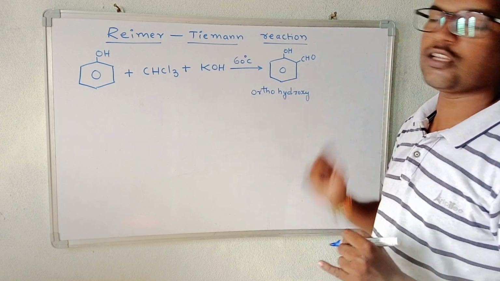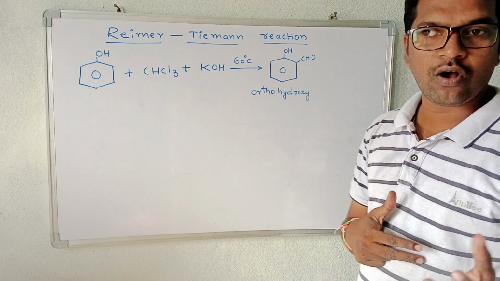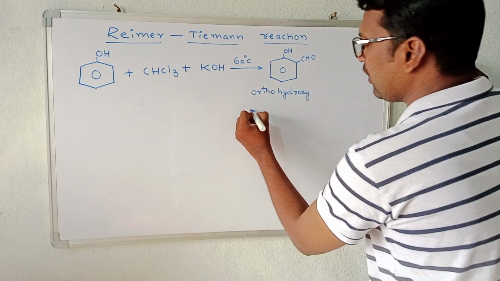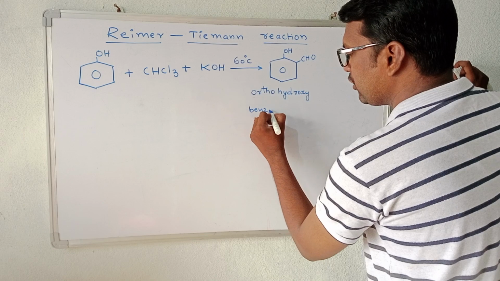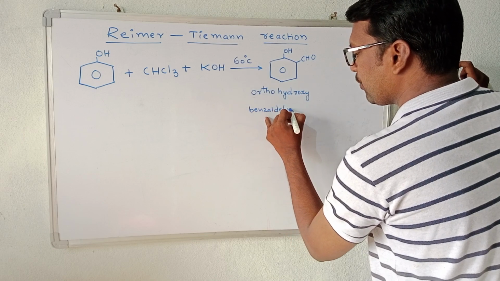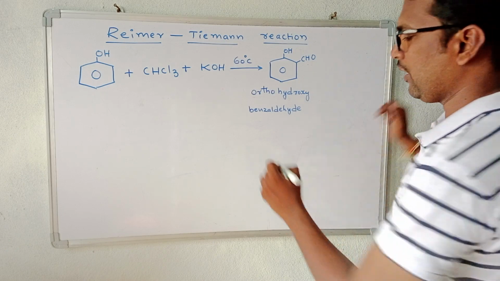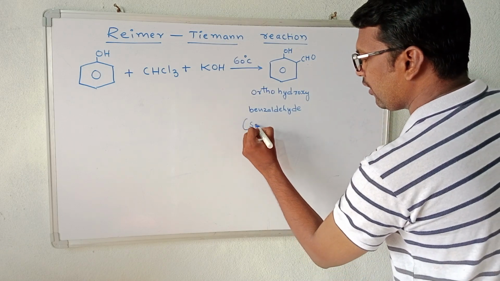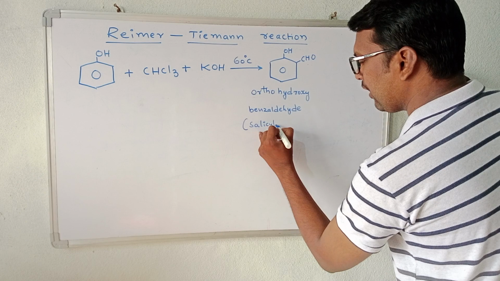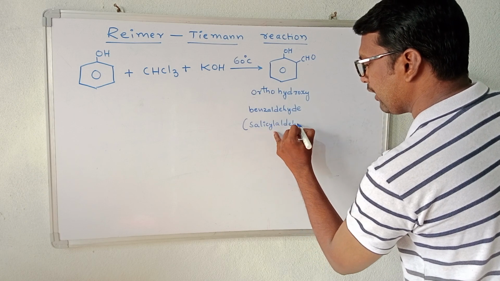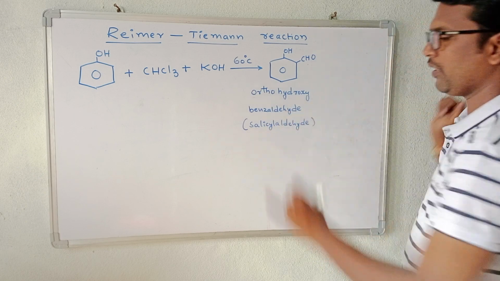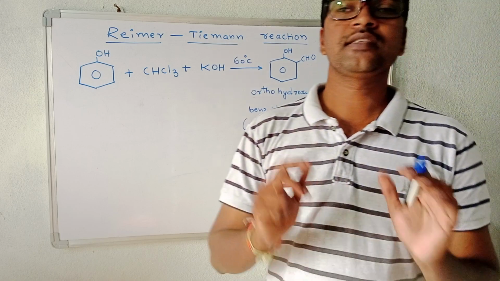And on the benzene ring the CHO group is present. CHO is an aldehyde group present on the benzene ring, that's why it is called benzaldehyde. So the major product formed in this reaction is called ortho-hydroxy benzaldehyde. Right, now you see this ortho-hydroxy benzaldehyde has another name, salicylaldehyde. Ortho-hydroxy benzaldehyde is also called salicylaldehyde.